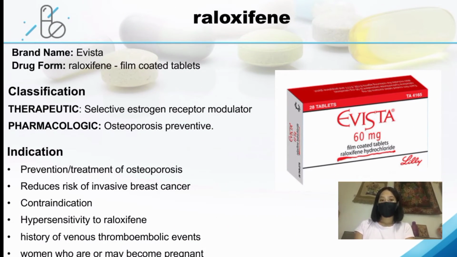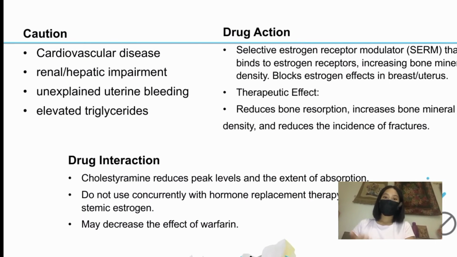Raloxifene, brand name Evista, drug form raloxifene film-coated tablets. Classification: therapeutic selective estrogen receptor modulator. Pharmacologic, osteoporosis preventive. The indication is prevention and treatment of osteoporosis. Reduce risk of invasive breast cancer. Contraindication: hypersensitivity to raloxifene, history of venous thromboembolic events, women who are or may become pregnant. Caution: cardiovascular disease, renal hepatic impairment, unexplained uterine bleeding, elevated triglycerides.